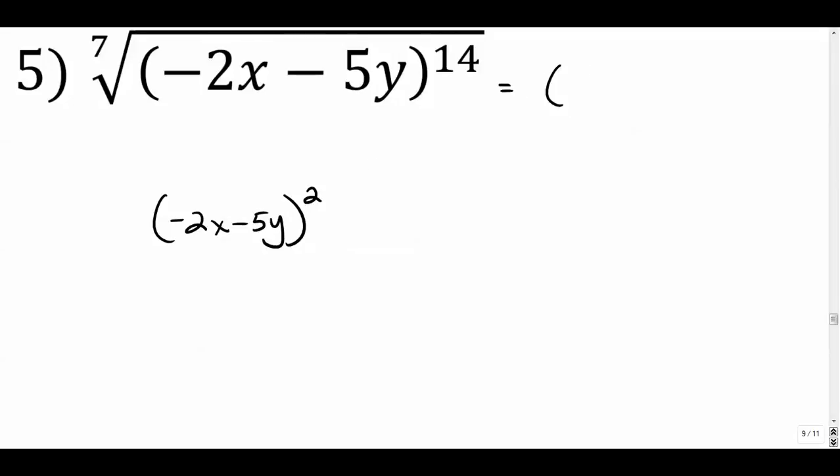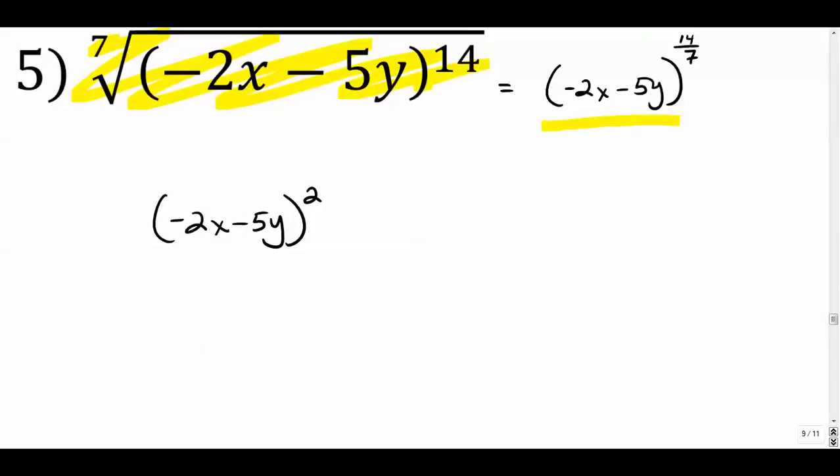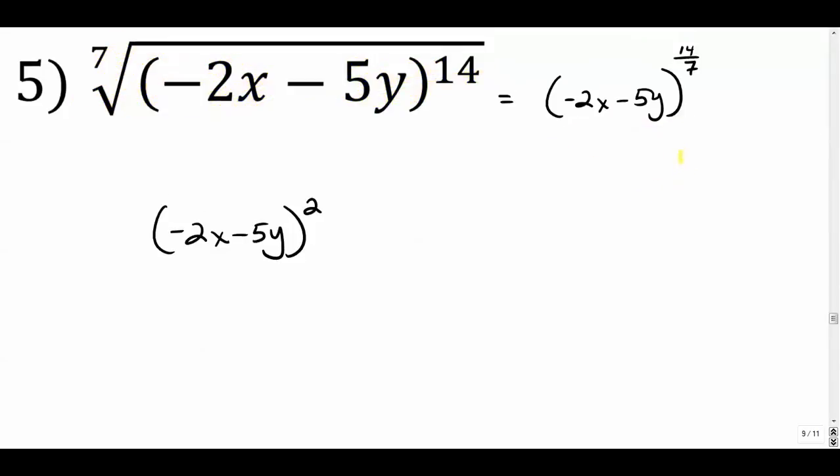Because really, if you think about what this is, 14 over 7 is the fractional exponent conversion. This whole thing turns into this. That's one of the first rules I taught you in this video. What's 14 over 7? It's 2. Awesome. So now we have a FOIL, right? We have this thing times itself.